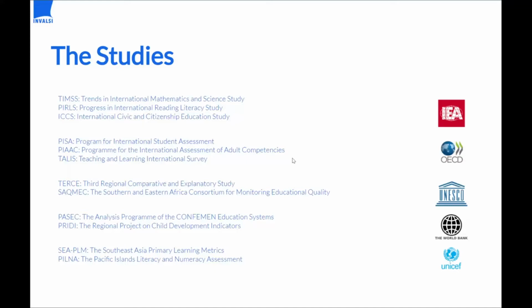From there to now, many things have happened. They started first with these preliminary studies, and then in the modern age of international assessments, they started with TIMSS and PIRLS, which are their two flagship studies. TIMSS is about mathematics and science. PIRLS is about reading literacy. They have been running since the mid-90s.